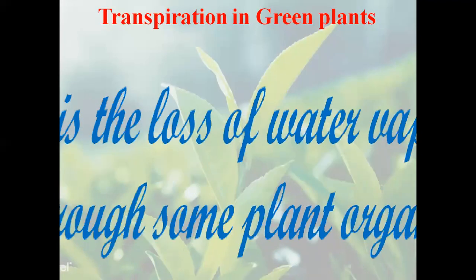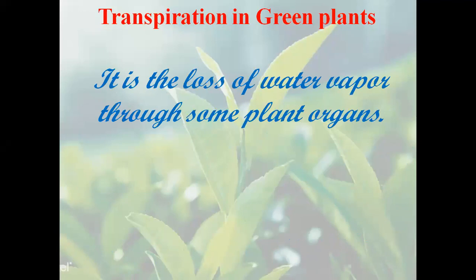So what is the definition of transpiration? Transpiration is the loss of water vapor from some plant organs. What are these organs? Let's see.